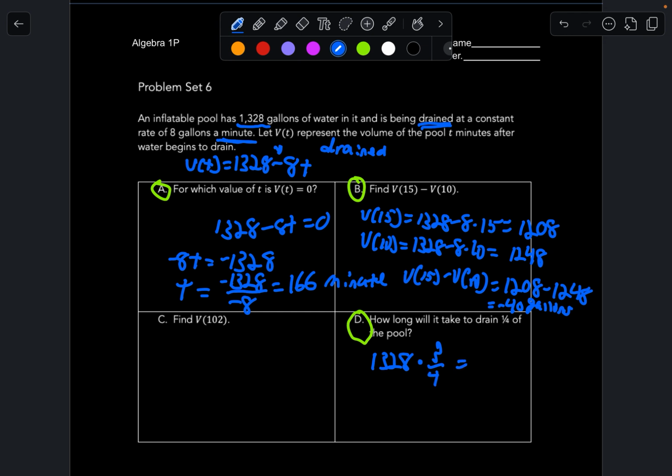So how long before we get to 3/4 of the original volume? Well, you multiply 1328 by 3/4. And 1328 times 0.75 or 3/4 is 996. So we want to know how long it'll take the volume to get to 996. We just have to set V of t, 1328 minus 8t, equal to 996.